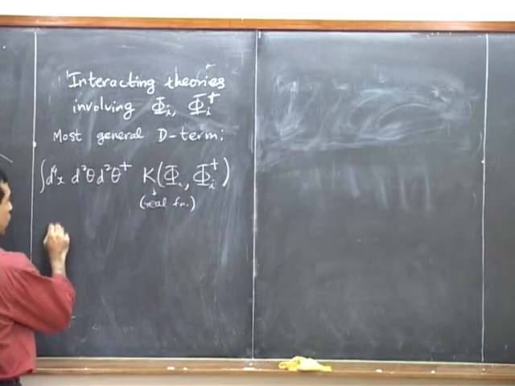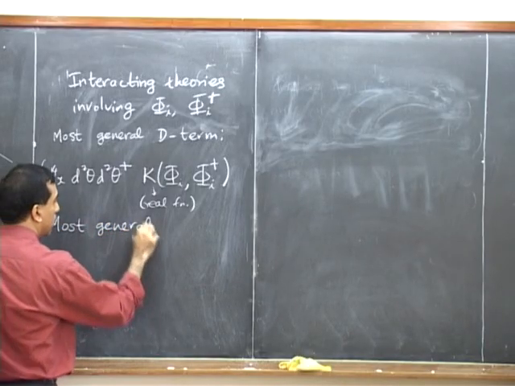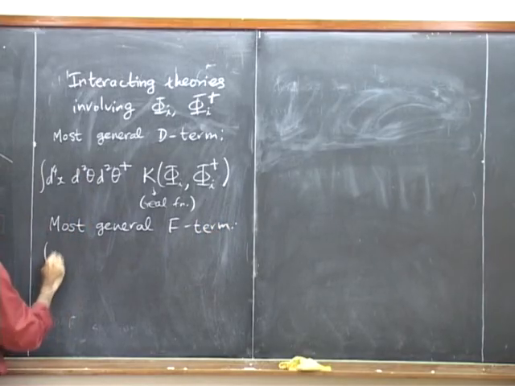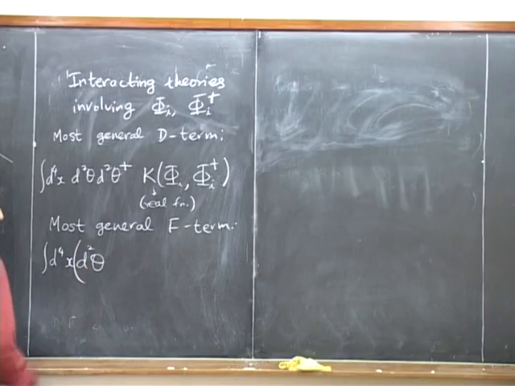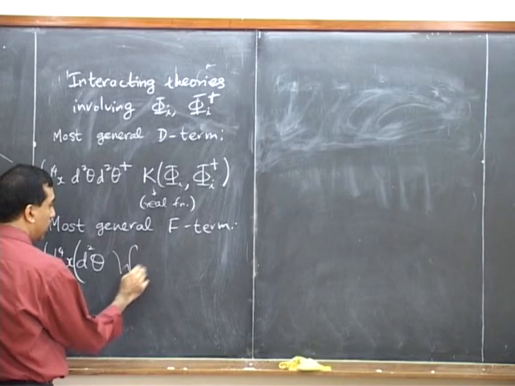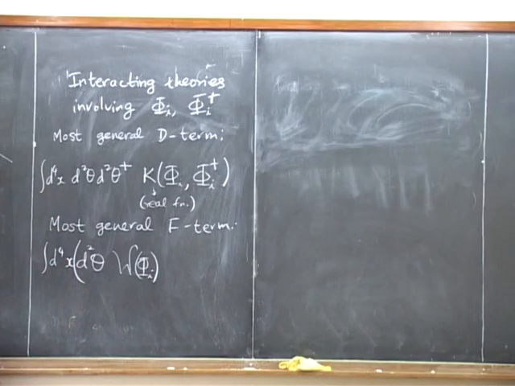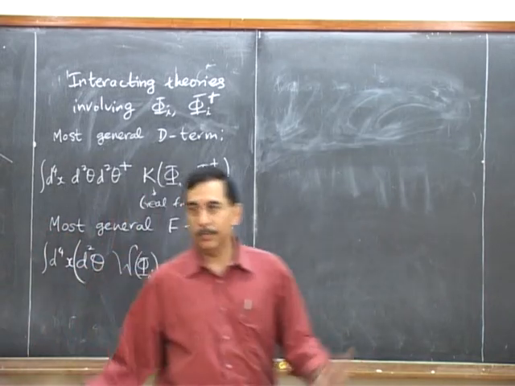Secondly, the most general F term. By the way, I'm just saying this now; I will give you the proof in a second. What's the most general F term? Well, for an F term, I have to take d4x. Then I have to take d2 theta and put in a function of phi's only, which doesn't depend on phi daggers. I'll give a name to that function. I'll call it curly W of phi's. And then I'll add the complex conjugate. Finished.